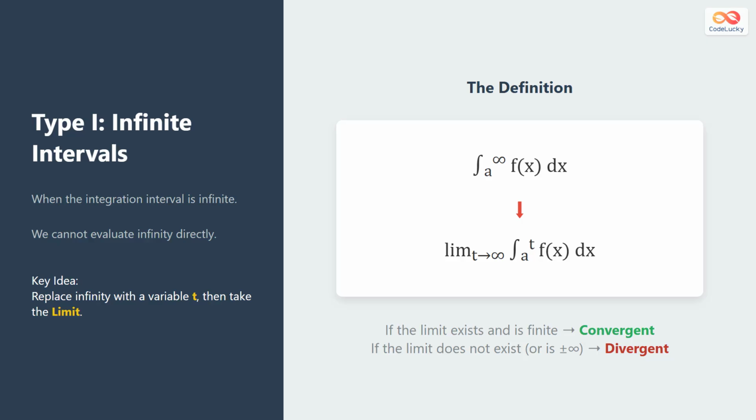Let's look at type 1 integrals, which have infinite intervals. Since we cannot plug in infinity directly, we use a limit. We replace the infinity symbol with a variable, usually t, and then calculate the limit as t approaches infinity. If this limit gives a real number, the integral converges.